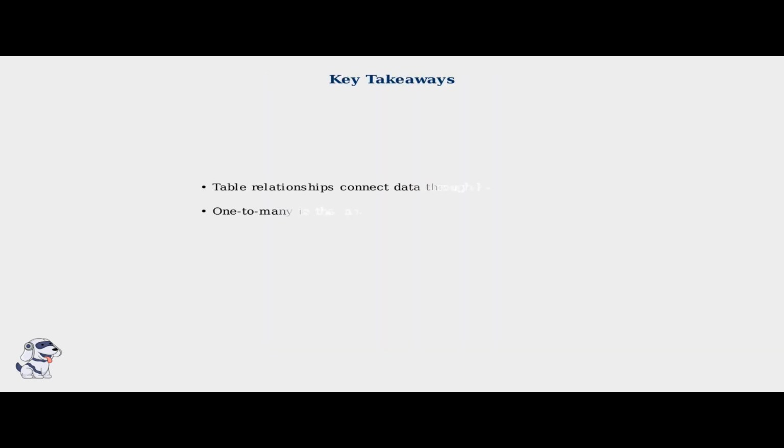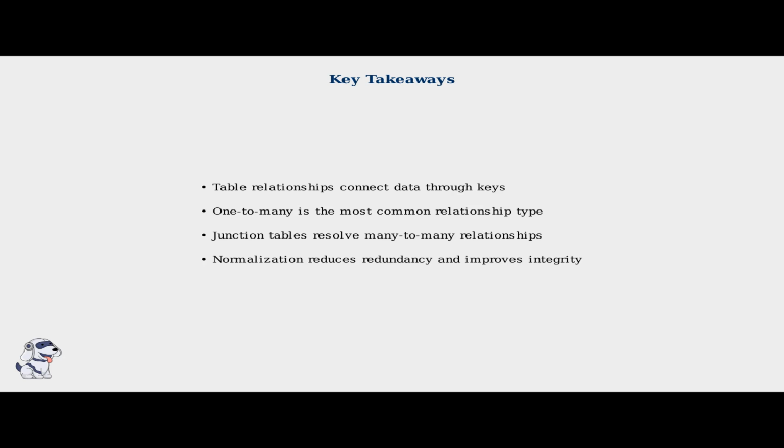Understanding table relationships and normalization is essential for effective database design. These concepts ensure data integrity, reduce redundancy, and enable efficient querying across multiple related tables in complex database systems.